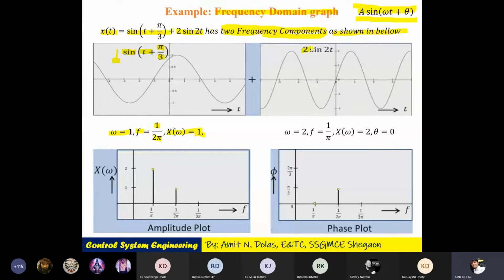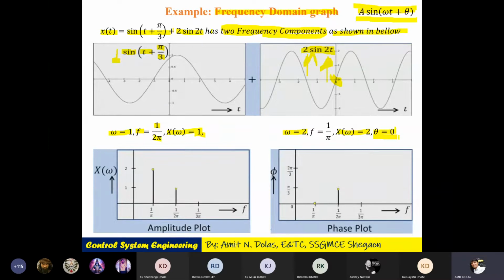Similarly, the second signal is just 2 sine 2t. In 2 sine 2t, omega is 2. You can see here, omega is 2 next to t. Then the amplitude of this signal, capital X of omega, is also 2. It is shown here as a sinusoidal waveform. Then the theta component is not there, it is 2t plus 0. Suppose it is 0, there is no need to show it. So theta, that means the phase shift, is 0. You can see this signal is starting at 0.